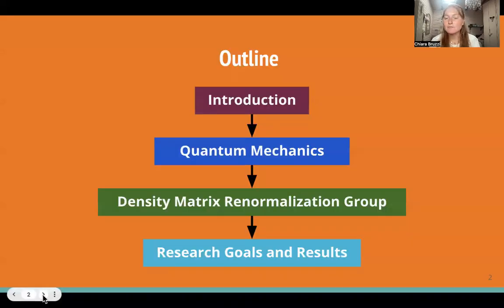A little bit of an outline of this talk. We're going to be looking at the introduction and specifically the quantum mechanics behind this project, the density matrix renormalization group, which is the numerical method used to run these simulations, and finally, some research goals and results.